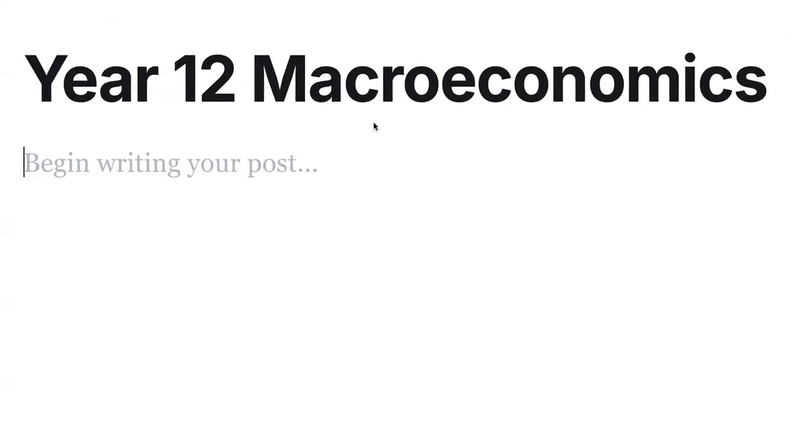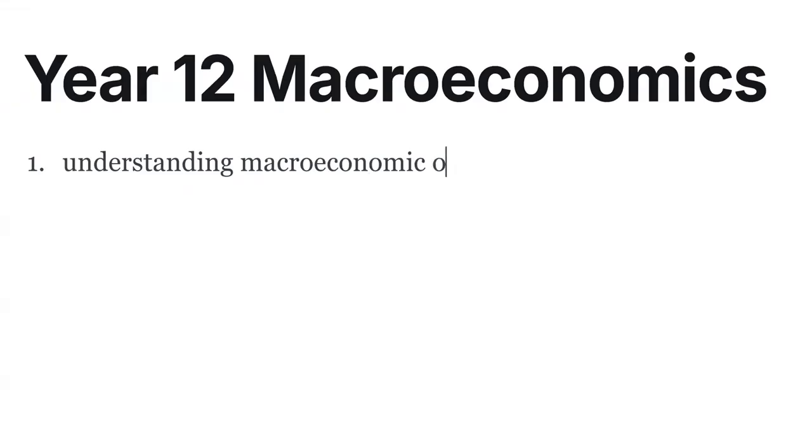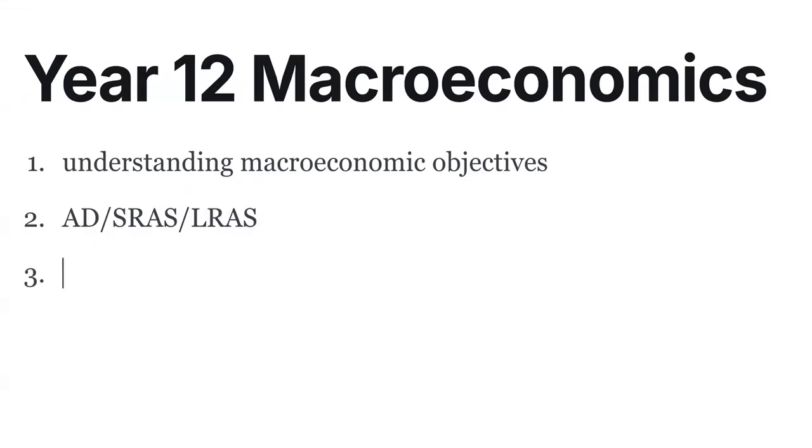Year 12 macro, I would say that there's three sections to it. Number one is understanding the difference between micro and macro and understanding what we call macroeconomic objectives. Number two is making sure we fully understand what AD, SRAS, and LRAS are. And number three is the macroeconomic policies.